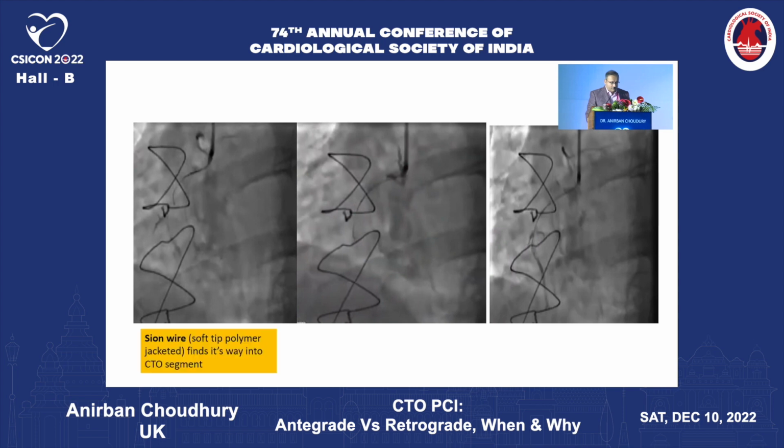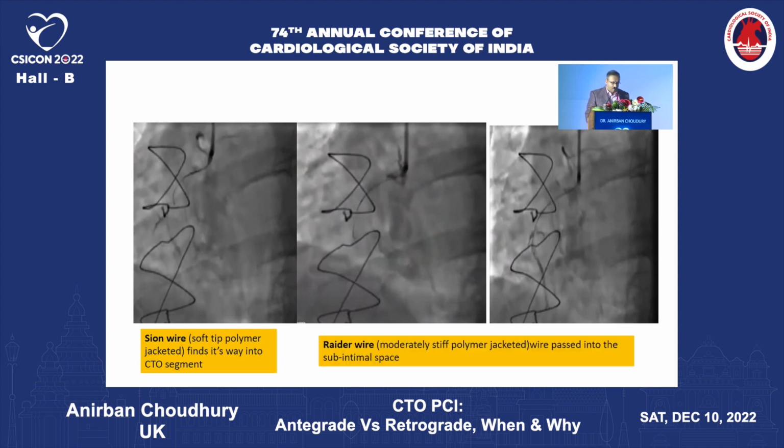The first bit was a bit of luck. The Cyan wire just slipped into what would be the CTO segment, so that solved the problem of the cap ambiguity. Then we moved over to a slightly stiffer polymer jacketed wire, the Radar wire, but unfortunately, though not unexpectedly, it went subintimal just beyond the distal cap.